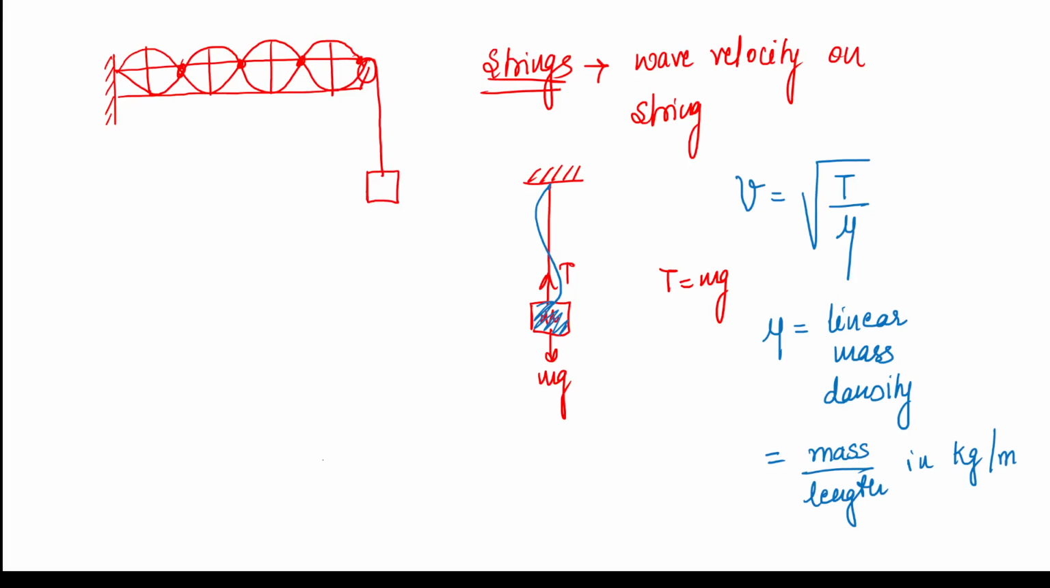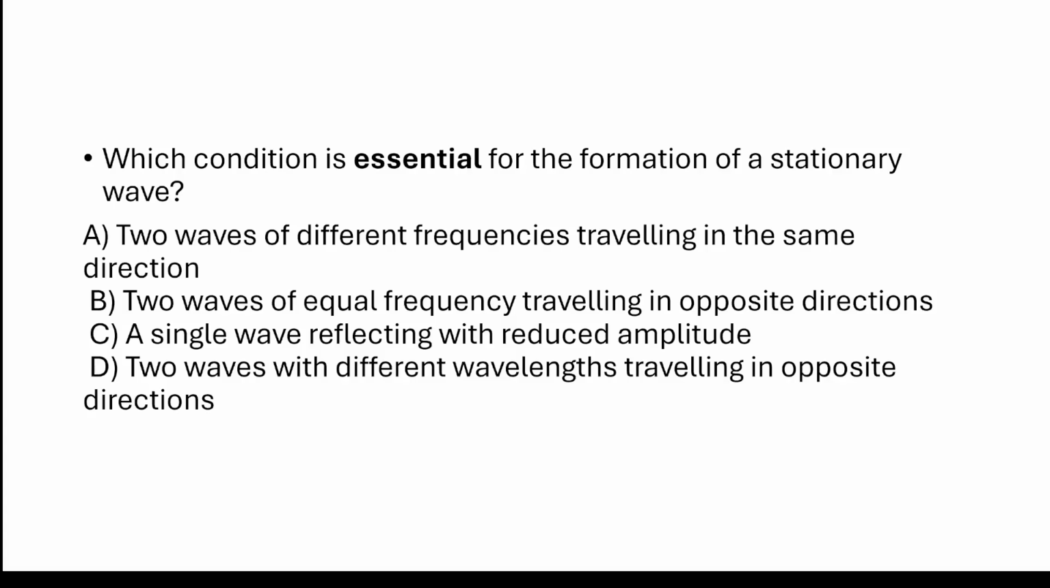Now, how the stationary waves are produced on a string, before that, let's try and do some questions. Pause before you hear the answer that I have to say. The condition that is essential for the formation of a stationary wave is that it should have two waves of equal frequency traveling in opposite directions.